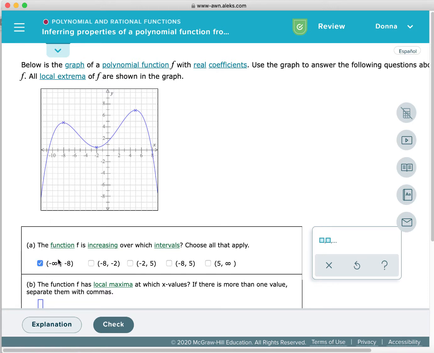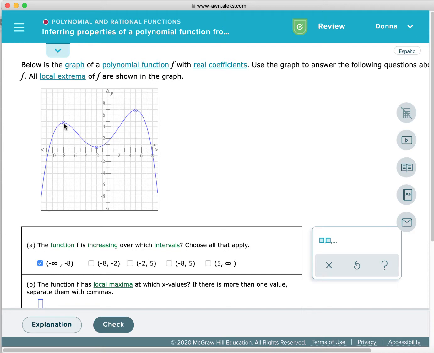And -infinity is just a symbol for saying it decreases without bound. In other words, we have the box cutting off part of the graph, but this is indicating that if the box wasn't cutting it off, it would be decreasing forever to the left, or without bound to the left, which we call decreasing without bound.